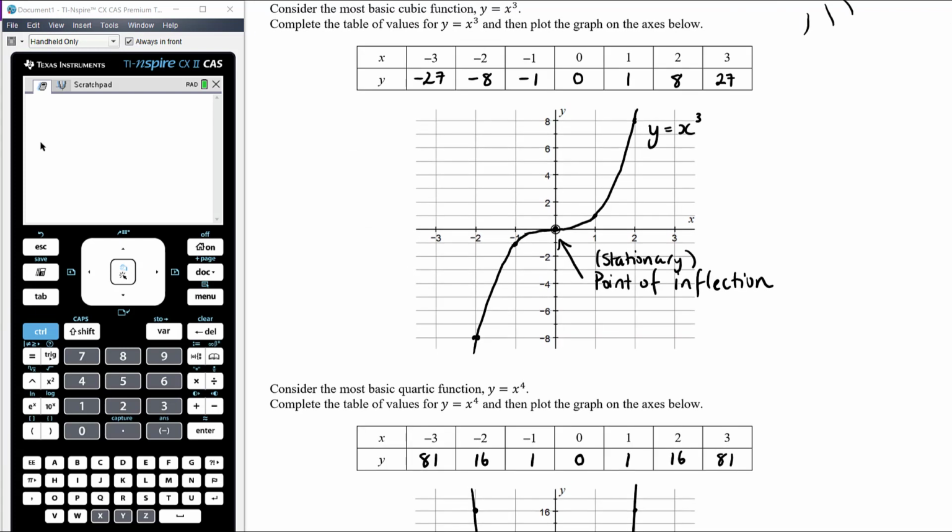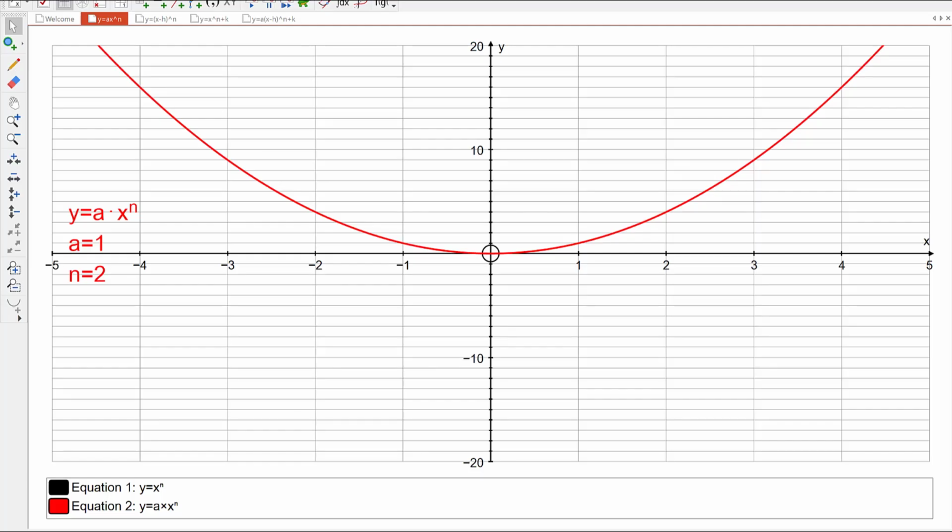Okay, so I'm just going to skip across to another program for a second. Okay, so here we're going to start with what we know. So this is our parabola, y equals x squared. So at the moment it's actually a times x to the power of n, but n is 2, that's why we're seeing the parabola. And remember, if we talk about a times x squared, that's about dilating from the x-axis.